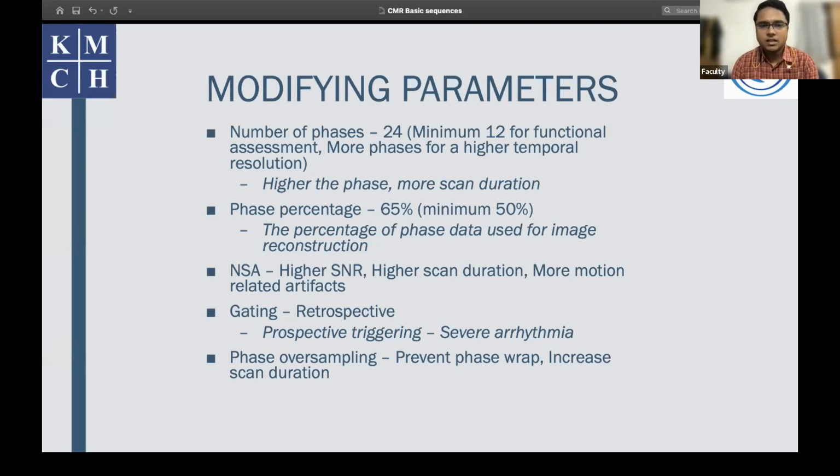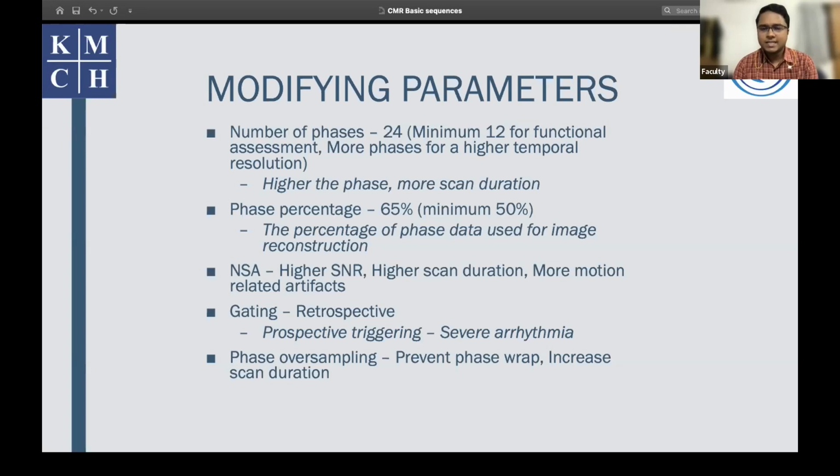The second parameter is the phase percentage, which is nothing but the percentage of phase data that is used for image reconstruction. So suppose we have 100% of data, all the 100% data is not necessary for you to form the image. The system can generate the image with only 2/3 of the data. So the phase percentage is often kept between 65 to 75%. This will bring down your scan duration. Again, if you want to bring down the scan duration further in uncooperative patients or patients who can't hold breath, then you can go up to a minimum of 50%, below which there will be poor image formation.